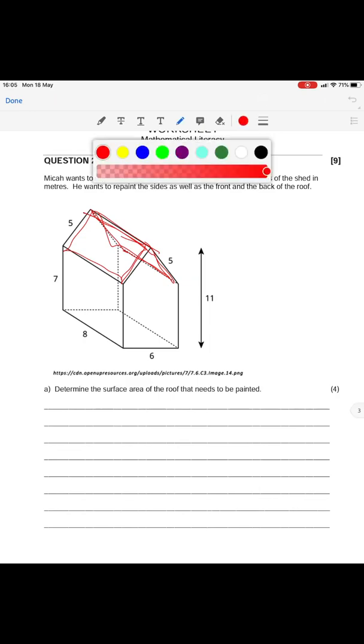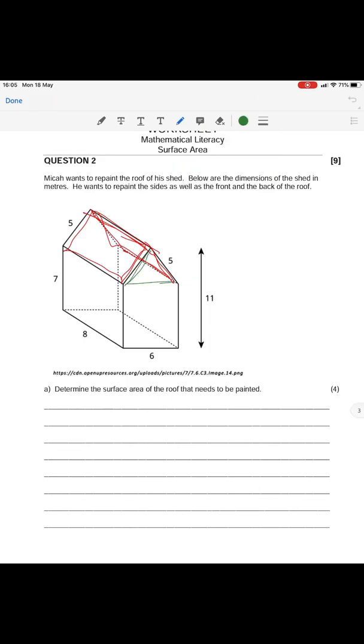Question 2. Micah wants to repaint the roof of his shed. Below are the dimensions of the shed in meters. He wants to repaint the sides as well as the front and the back of the roof. So when we say he wants to paint the sides, it is these two sides that form the length of the roof. And when we say he wants to repaint the front and the back of the roof, we mean he wants to repaint this triangle there and this triangle there.